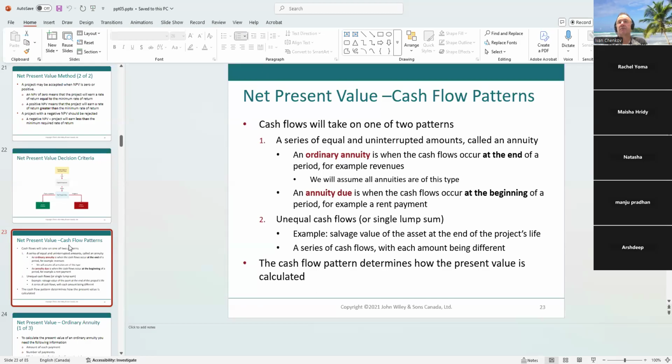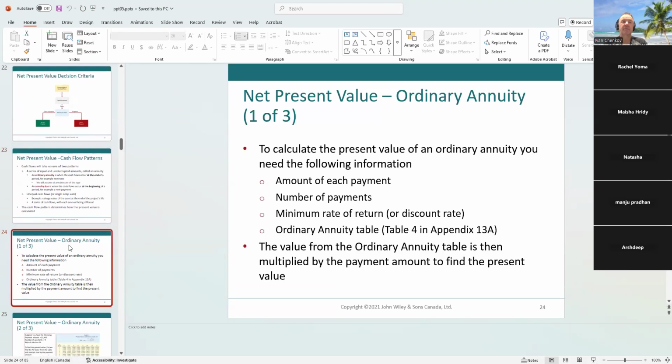Unequal cash flows is a single lump sum. That will be the salvage value that we're going to get at the end of the life of the project, or that will be payments that we're going to get every year at the end of the year, but they're not equal to each other. So the cash flow pattern determines how we're going to calculate the net present value.